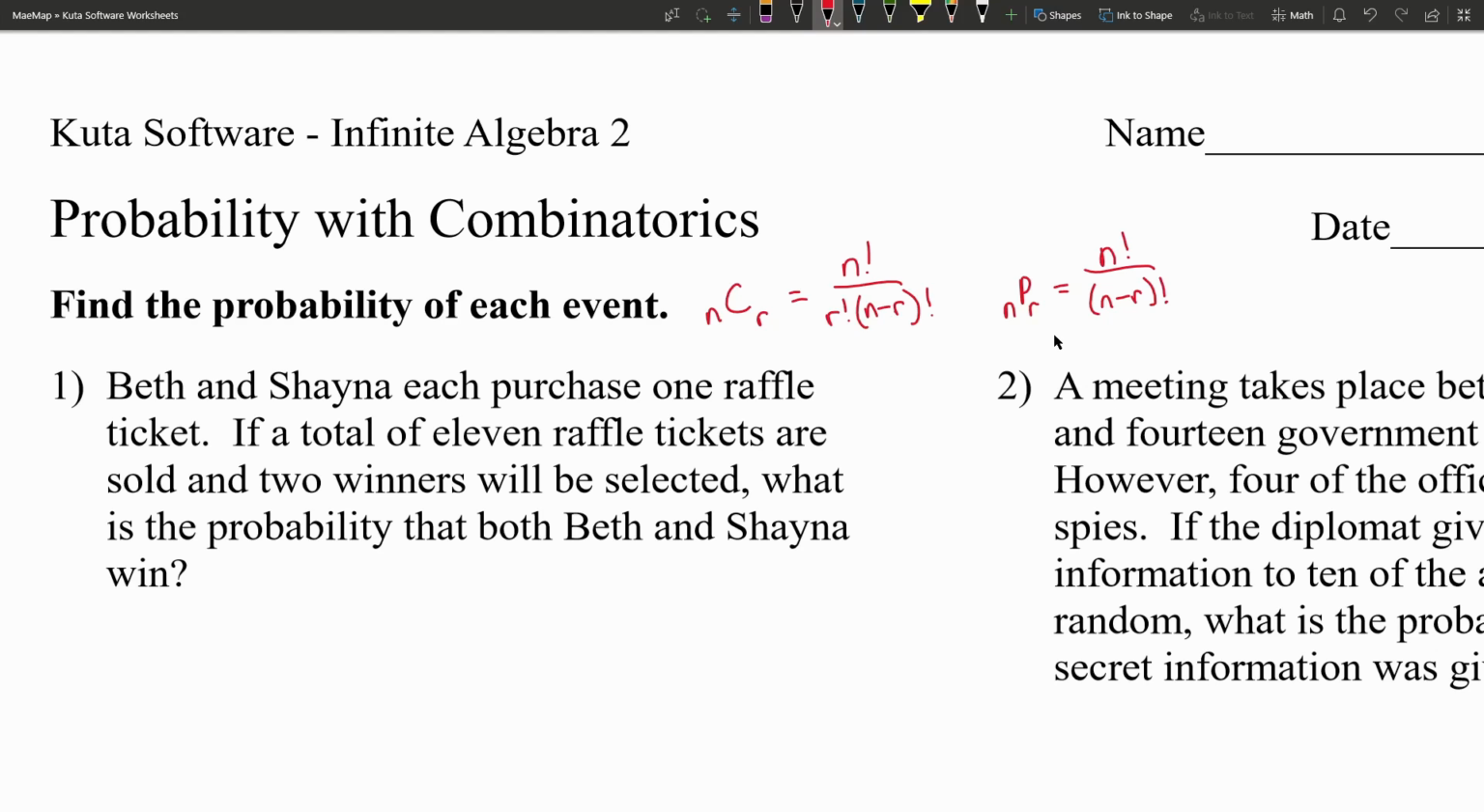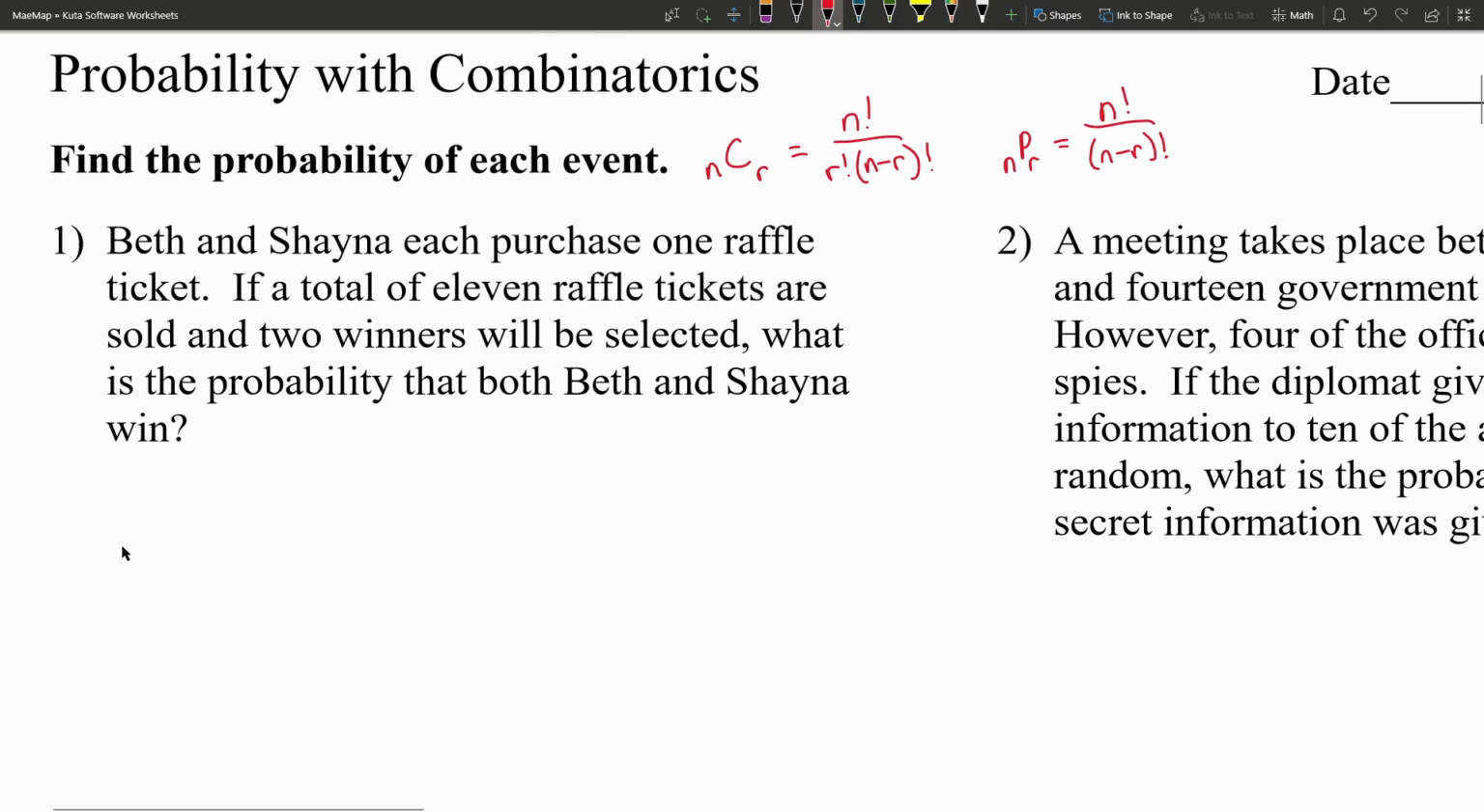So let's go ahead and find the probability of each of the following events. Let's look at problem 1. Number 1 states that Beth and Shayna each purchased one raffle ticket. If a total of 11 raffle tickets are sold and 2 winners will be selected, what is the probability that both Beth and Shayna win?